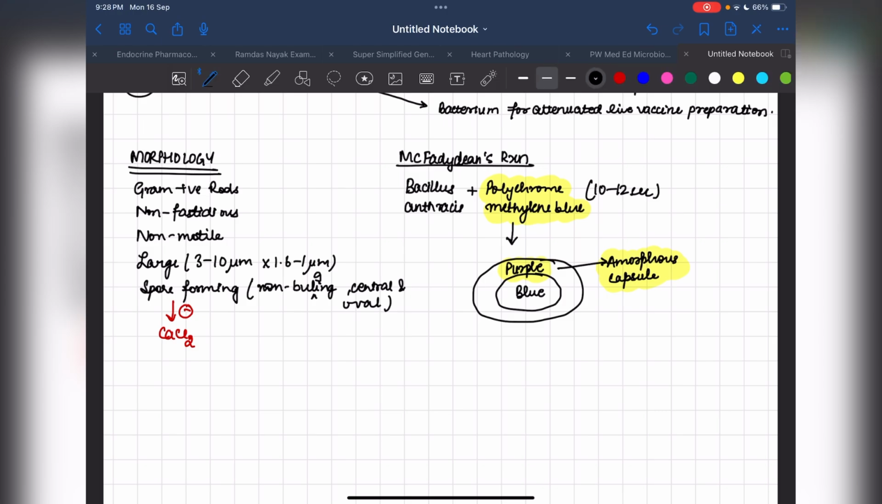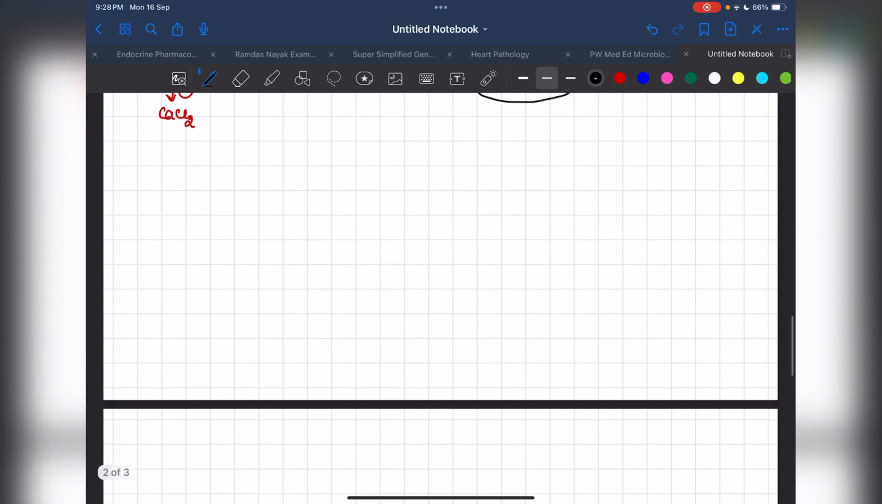Also, one morphological feature that you will find is a bamboo stick appearance. Okay, next let's come to culture. Coming to culture, you already know that it is an aerobe, but it's also a facultative anaerobe.